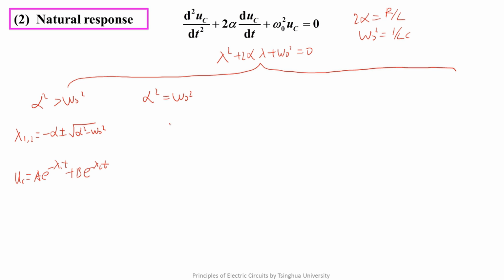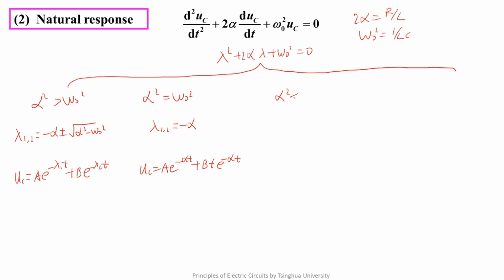If alpha square equals omega 0 square, then the characteristic equation has two equal real roots, which can be written as lambda 1, 2 equals minus alpha. In this case, the general solution can be written in the form of uC equals A times e to the power of minus alpha t plus B times t times e to the power of minus alpha t.